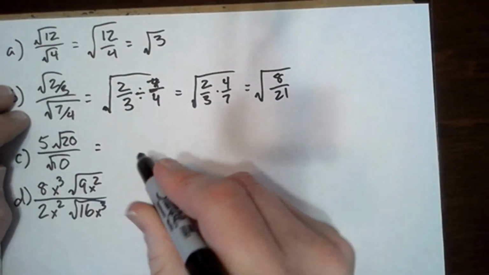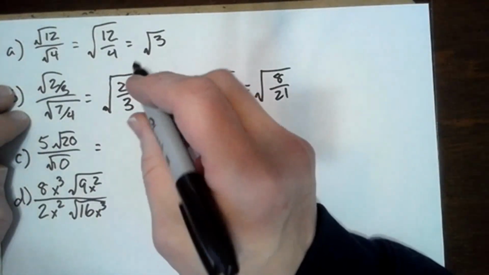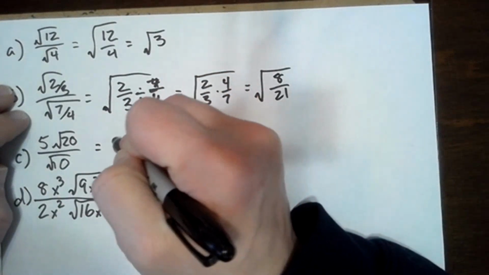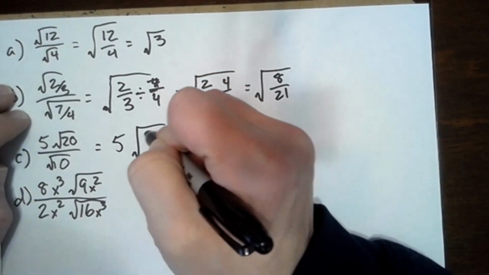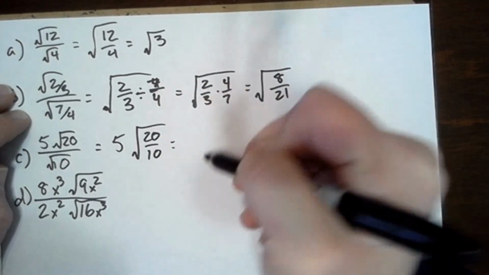If we have 5 times the square root of 20 over the square root of 10, that's 5 times the square root of 20 divided by 10, or 5 root 2.